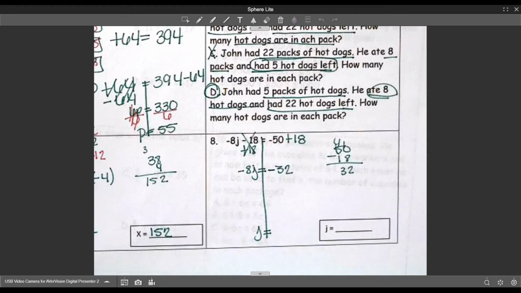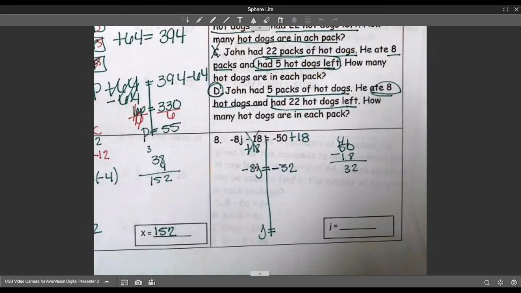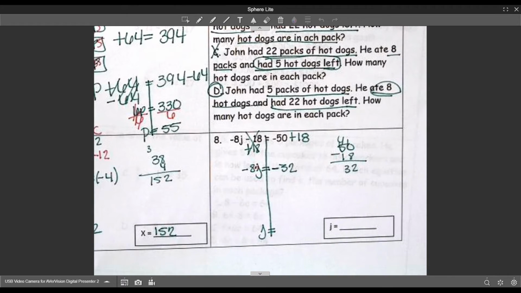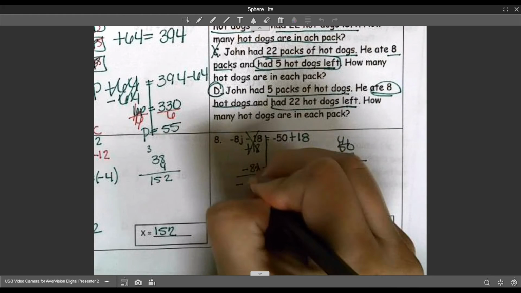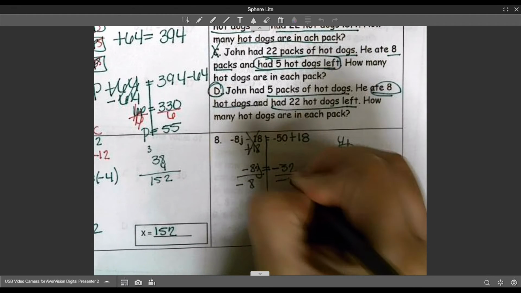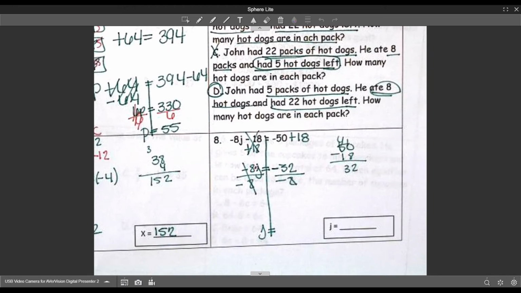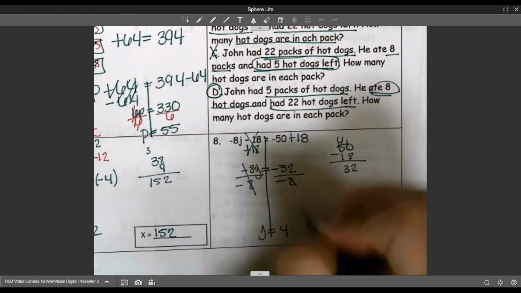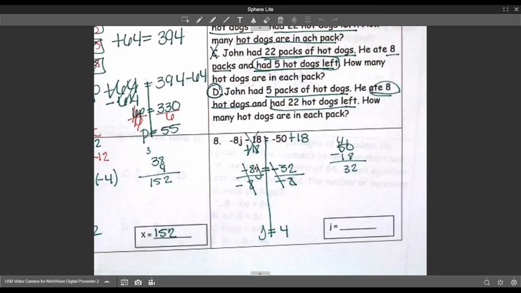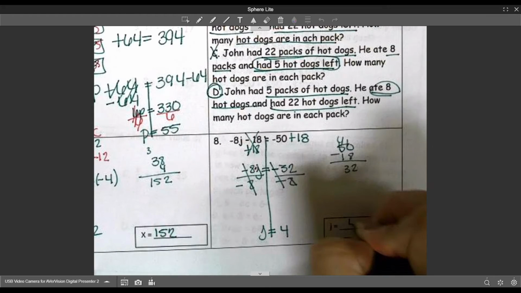How do I get rid of that negative 8? What is the opposite of multiplying by negative 8? Very good. I'm going to divide by negative 8. Cancels out. I'm left with j. And negative 32 divided by negative 8 gives me 4. Remember that two negatives cancel out and 32 divided by 8 is 4. So j is equal to 4.